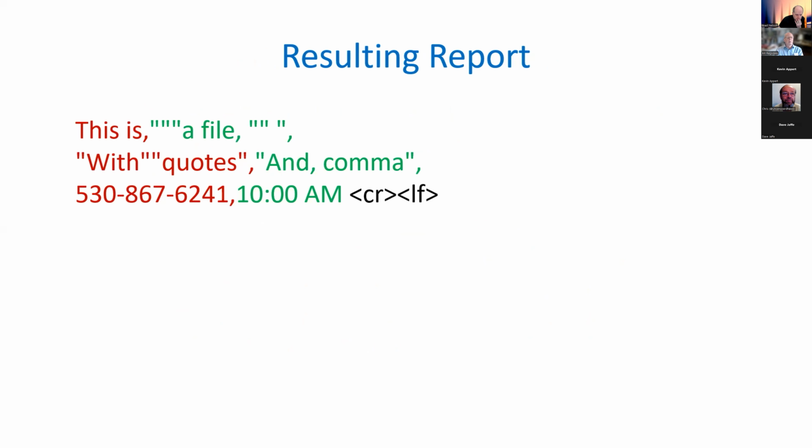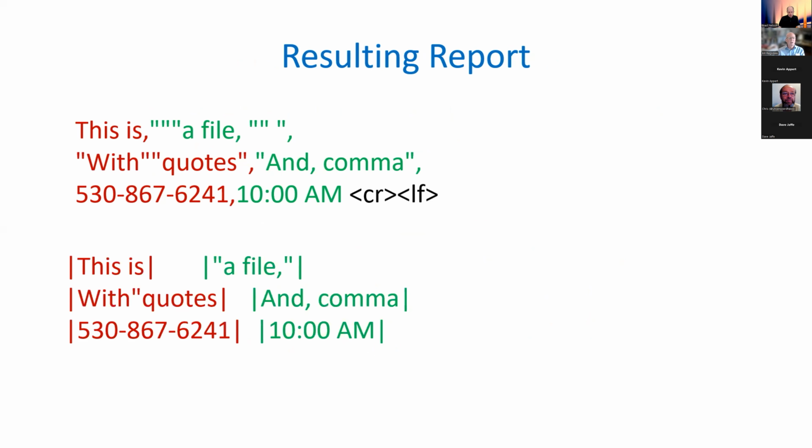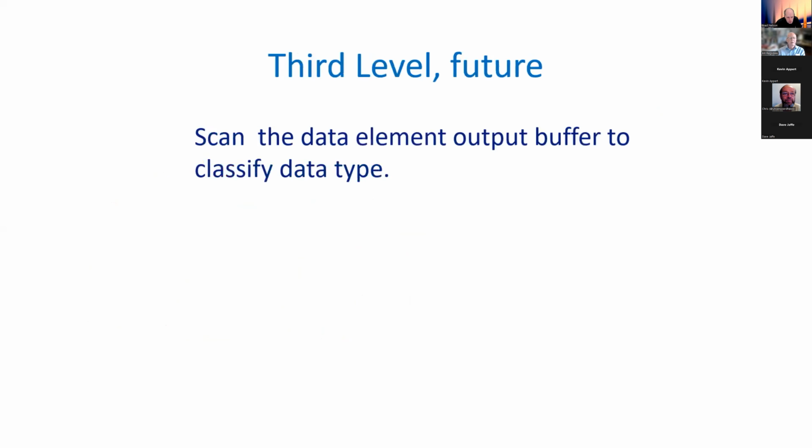So here's the resulting report. Showing in red and green the fields. The first field is this is. The second field is a file. The third field says with quotes. The fourth field is the and comma, then the phone number and the time. So let's look at the output. Now you see the purpose of those vertical bars. This delimits what the fields look like because there could be embedded spaces and we want to reveal those. So in this case, we nicely extract the text. This is a file with quotes and a comma, and then the phone number and time.